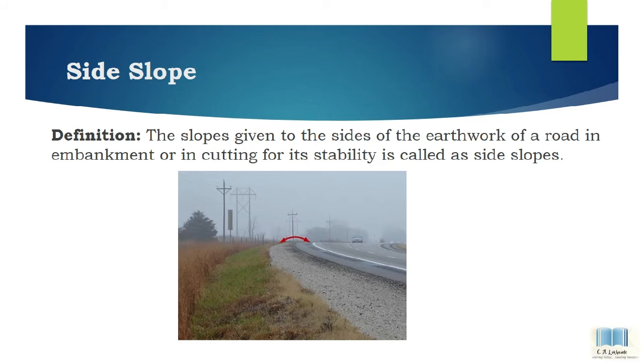Then the next element is side slope. The slopes given to the sides of earthwork of a road in embankment or in cutting for its stability is called side slope. Means the slope which can be provided for stability of road is called side slope. This portion is called side slope.